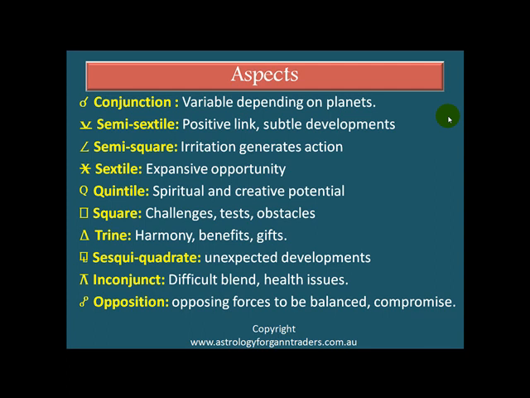Coming together is a beautiful aspect. Okay, so a semi-sextile looks like an upside down table. The other upside down table is a semi-sextile, and that's a positive link and subtle developments. Then we have a semi-square, which looks like an L, or actually a carpenter square. A semi-square, irritation generates action, and that's 45 degrees.